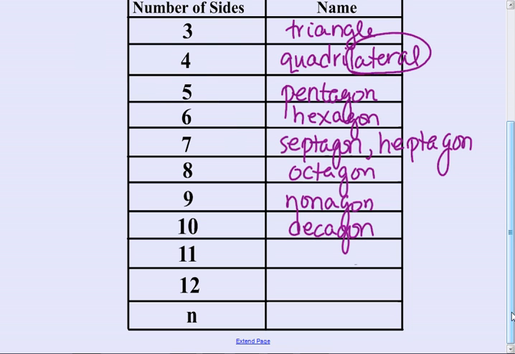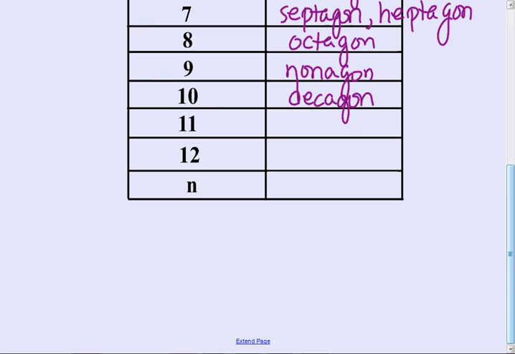11, I doubt you're going to know that one. Undecagon. I don't know if I'm spelling it right, though. Un means one in French. And then it's 1 plus 10, so that's 11. And 2 is duo or do. You say dodecagon. Sometimes spelled without the U, by the way. So it's 2 plus 10 gives you 12.